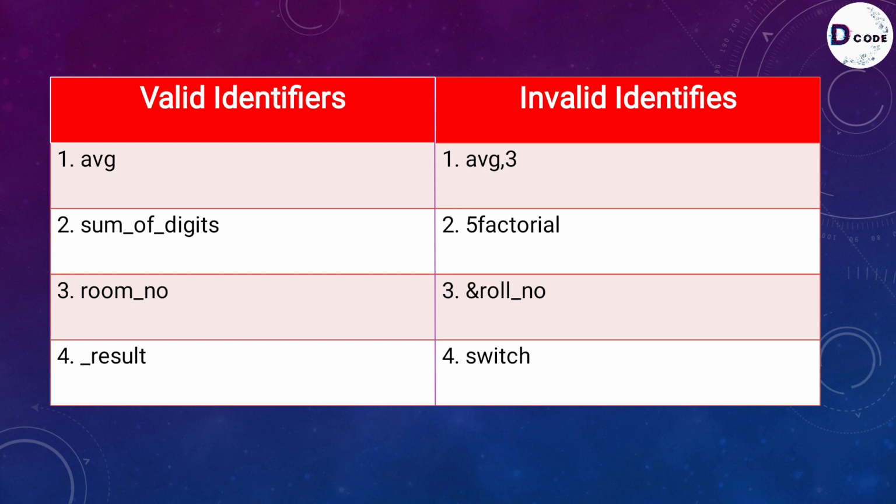Now we'll look into the valid identifiers. Average, sum_of_digits, room_number_results. These are valid identifiers because they follow all the rules that need to be followed for identifiers.